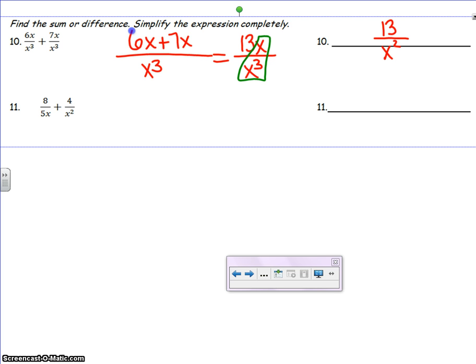Again, hopefully on a multiple choice test, you would see that and it would remind you there's one more step I can do. All right, we look at number 11. We do not have a greatest common factor. We don't have a common denominator.